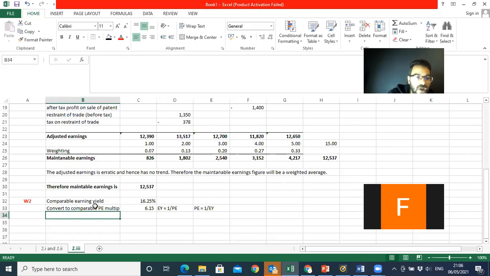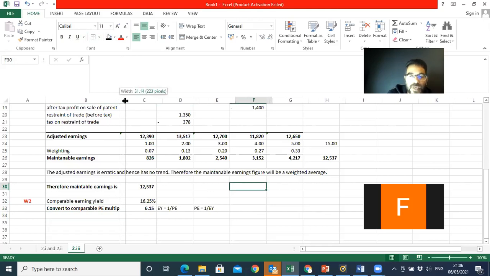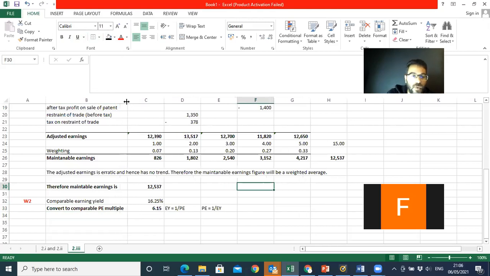So now this is my starting point. My comparable PE is my starting point. Remember, I'm putting comparable PE. It's not the PE of Farm 1. This is a PE of a comparable company in the dairy industry. So what we are now going to do is take the comparable PE and adjust it to be a PE of the target company, a PE of Farm 1.